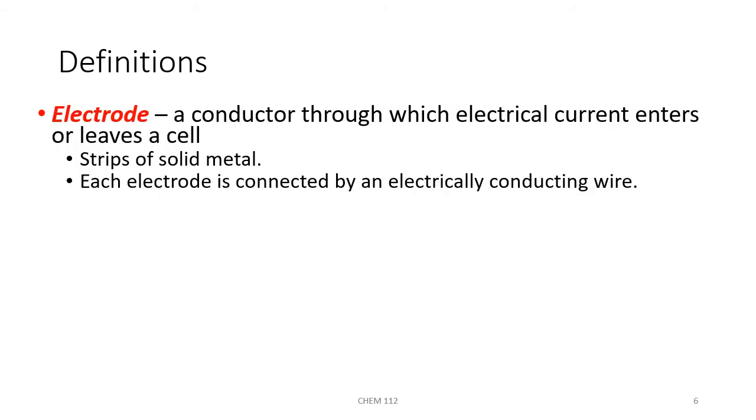Before we dive right in and actually draw a galvanic cell, I want to go through a couple of definitions. There's a lot of terminology involved when talking about galvanic cells, and it's important that you know what some of these words are so you can understand what we're talking about. First of all, the word electrode. The electrode is a conductor which allows the electrical current to enter and leave the cell. They're usually strips of solid metal, and we'll talk about different types of electrodes that are used, which will be composed of different metals. The electrodes are going to be connected to one another by an electrically conducting wire.